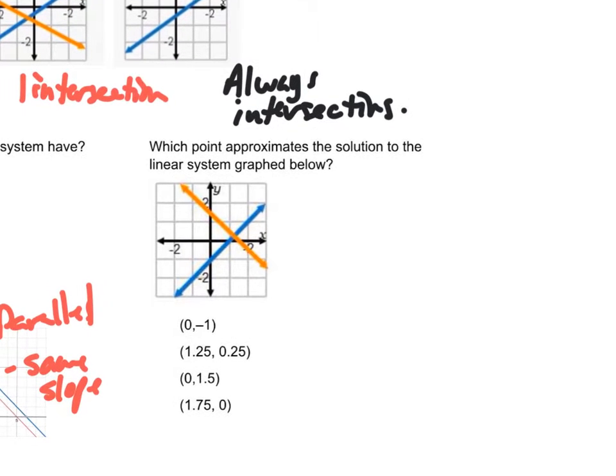Over here, it says, which point approximates the solution to the linear system's graph below? Okay, this point right here, just try and kind of figure that out. It's a little bit more than 1 and a little bit more than 0.